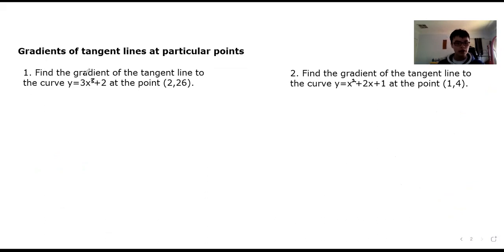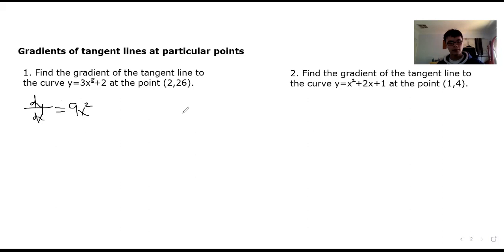Find the gradient of the tangent line to the curve y equals 3x to the power of 3 plus 2 at the point (2, 26). Before we find the gradient, we need to find the derivative. So we have dy/dx equals 9x squared. That is our derivative here.